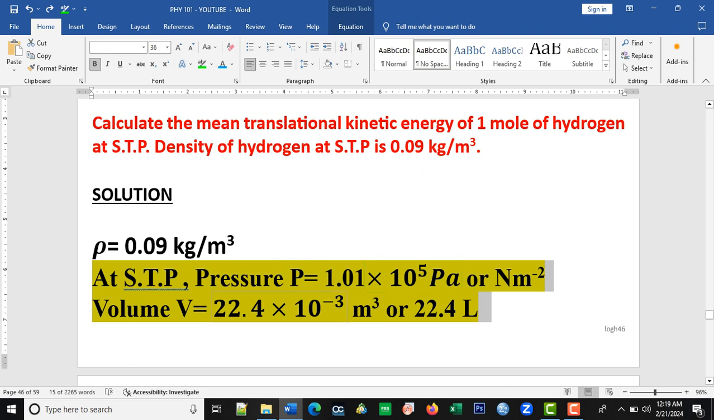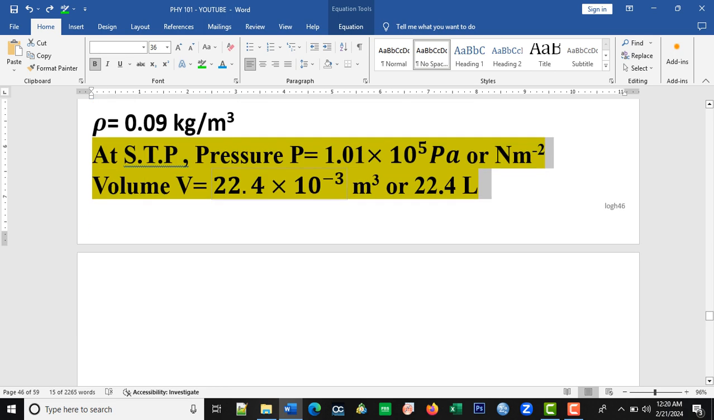And then the volume is 22.4 times 10 to the power minus 3 meters cube, or 22.4 in liters. So when you are converting it from liters to meters cube, we have 22.4 times 10 to the power minus 3 meters cube, which is the value that we are going to use. So in a situation where the value is written in liters, we have to convert it to meters cube. Alright, so the next thing we are going to do is to look for a suitable expression.